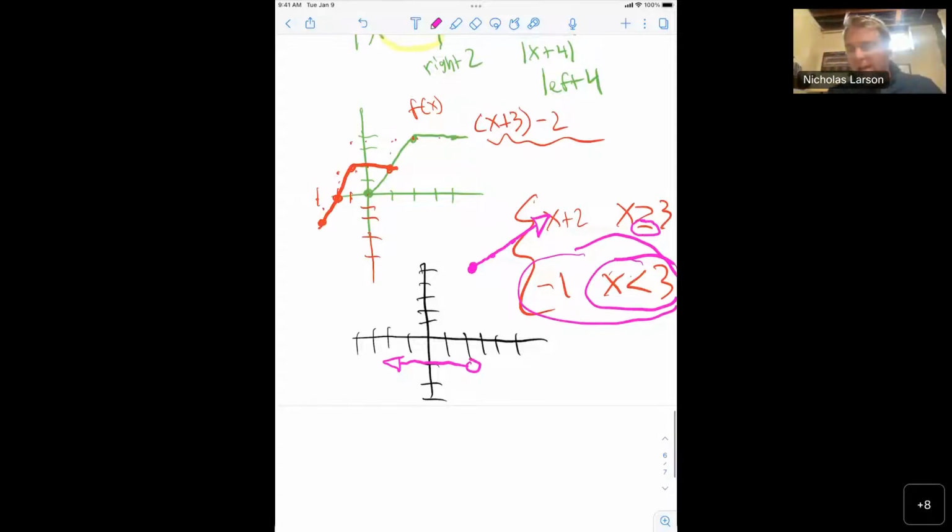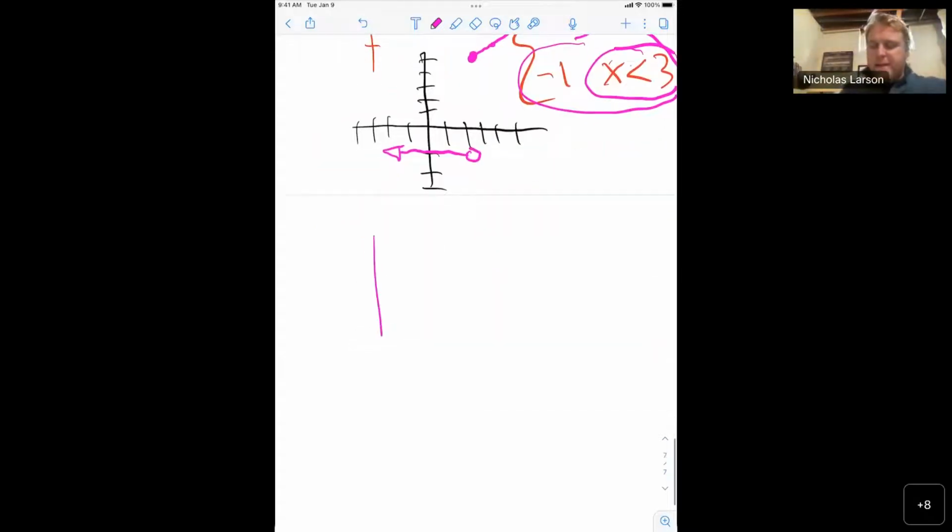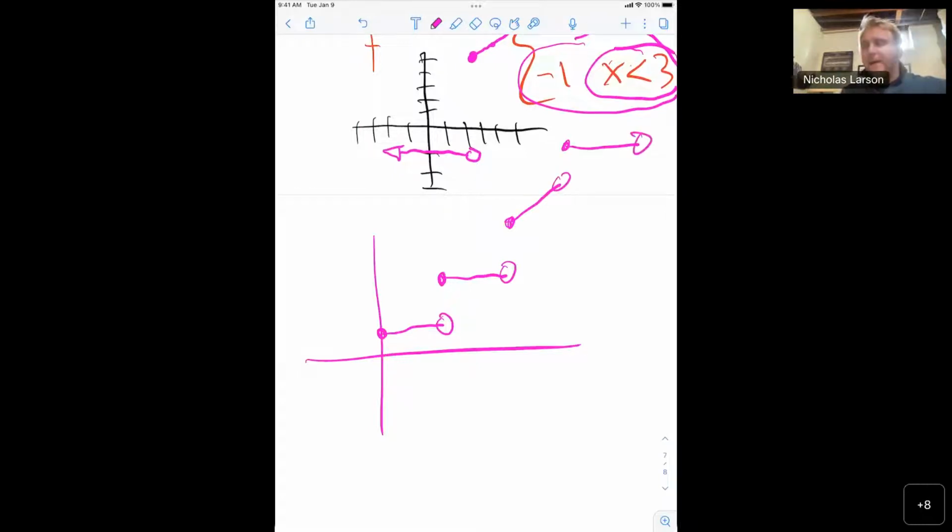So piecewise functions are kind of called step functions. And again, you can see how it's a step: I'm going here to here, and then I'm jumping up here to here, and then I'm jumping up here to here, and then I'm jumping up here to here. Again, using those open circles and those closed circles to describe what is happening.